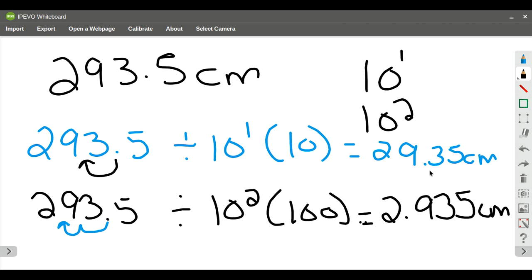So when we look at how these two values are related, 29 and 35 hundredths of a centimeter and 2 and 935 hundredths of a centimeter, this value right here, the 29 and 35 hundredths, is divided by 10 to get the 2 and 935 hundredths. So the second quotient is equal to the first value being divided by 10. Okay. All right.